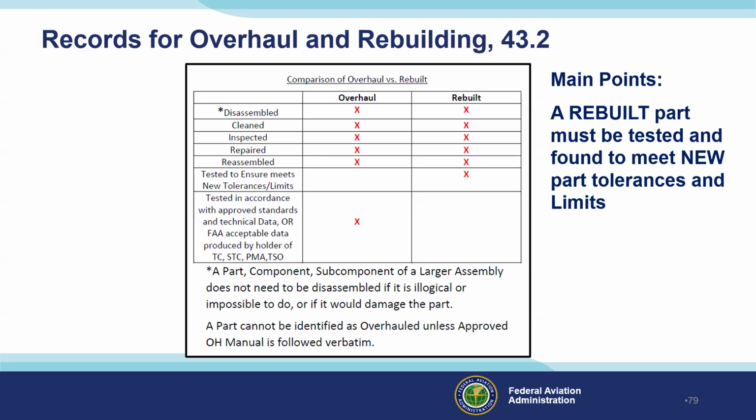And there was a legal interpretation that said a part, a subcomponent of a larger assembly, does not need to be disassembled if it is illogical or impossible to do, or if it would damage the part. And the bottom line in that was they said you follow the overhaul manual verbatim. If it tells you to tear it down to this certain point, then that's what you do. And that's the main difference.